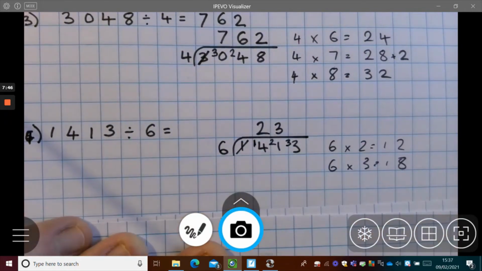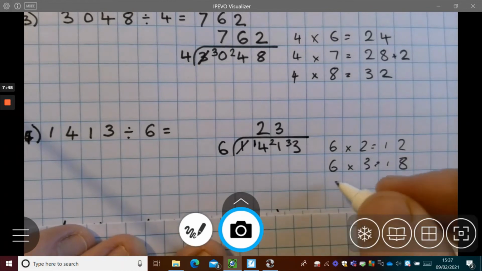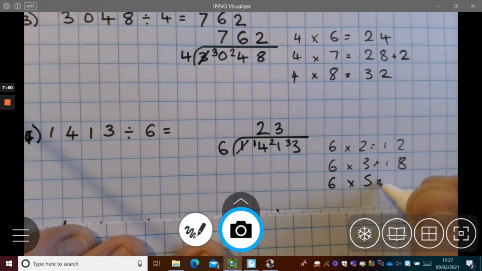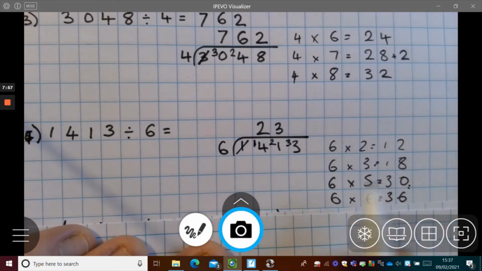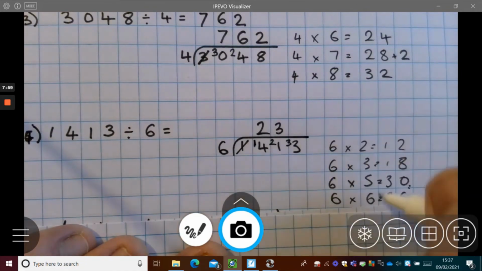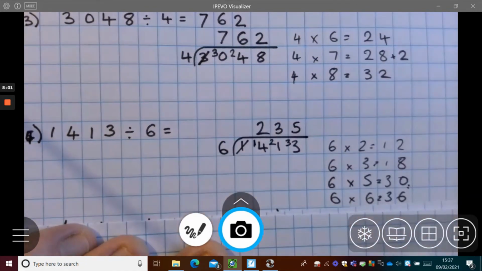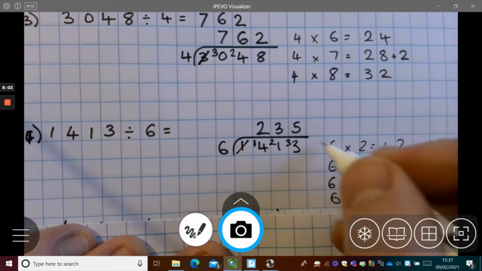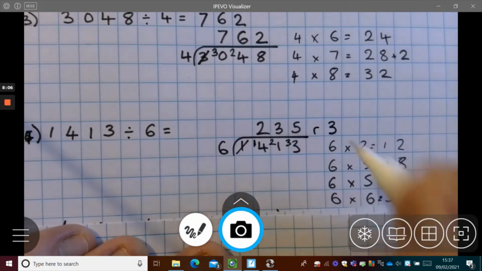So now I've got 6 into 33. Well, I know that 6 times 5 is 30. 6 times 6 is 36, too big. So I'm going to be looking for this one. 6 times 5 is 30. So I can make 5 groups, but I've got a remainder of 3. Nowhere to put it here, so I'm going to put that as R3.